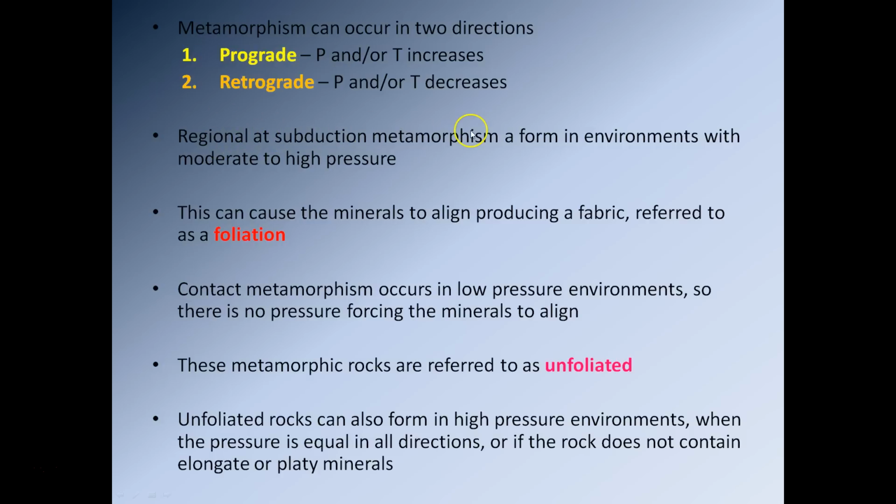So regional and subduction metamorphism essentially form in environments with a moderate to high pressure. Now these moderate to high pressures will cause the minerals in those types of metamorphic rocks to align, producing a fabric. There will be a distinct layering to the metamorphic rock, and this layering is referred to as a foliation.